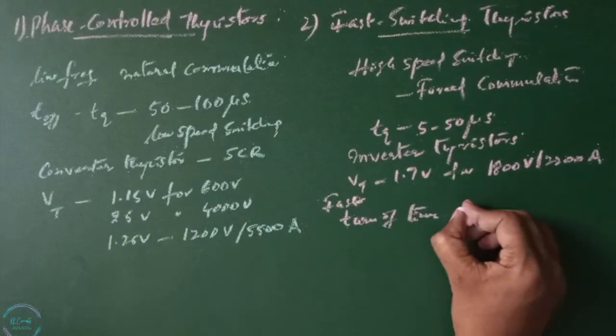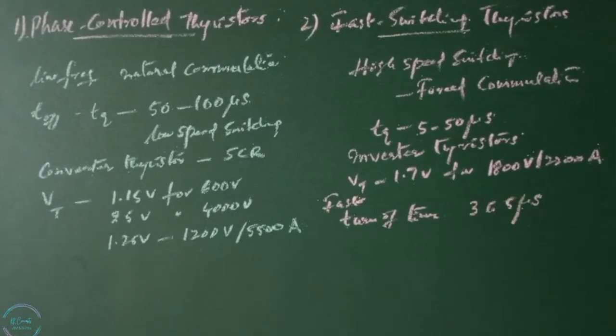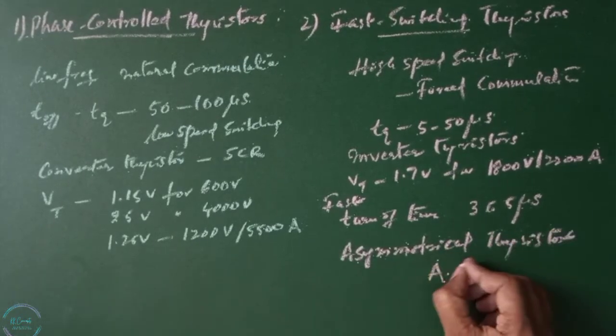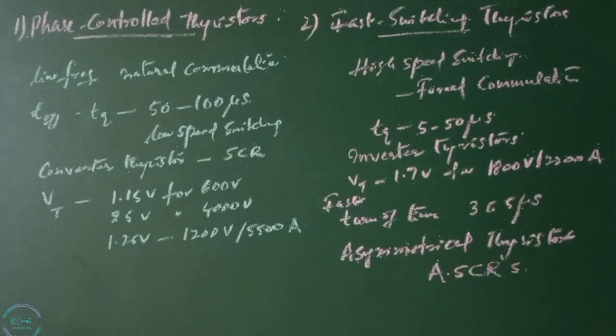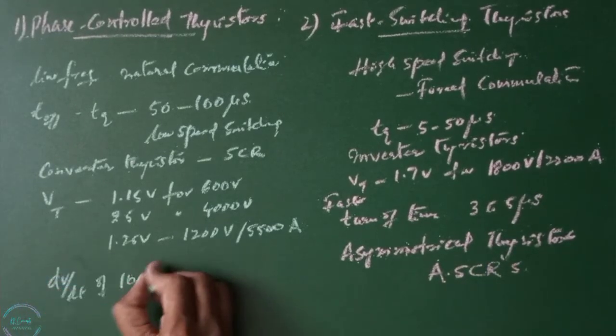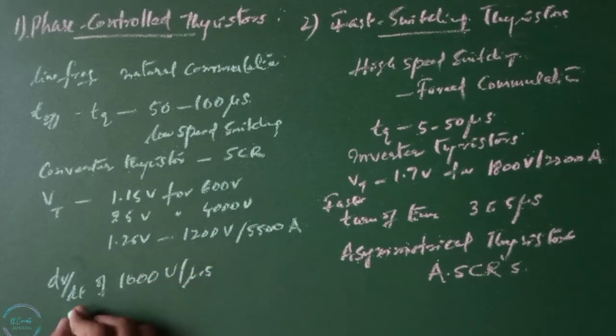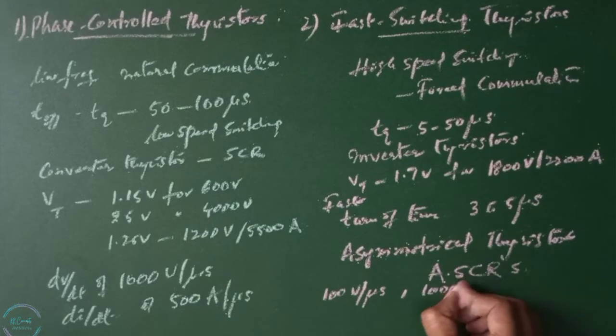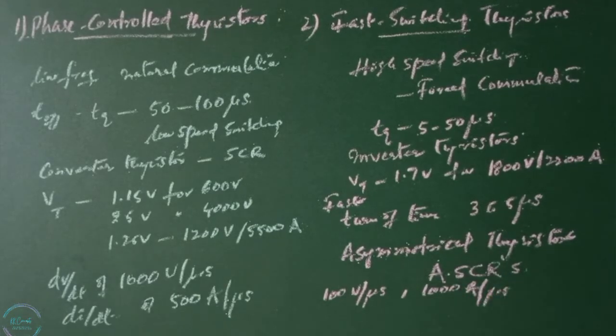Fast turn off time varies between 3 to 5 microseconds, so commonly known as asymmetrical thyristors, ASCRs. In the phase control rectifier, dV by dt is 1000 volts per microsecond and di by dt 500 amps per microsecond, which simplifies the circuit design by reducing or minimizing di by dt limiting inductor and dV by dt protection circuit. Whereas in this case, it is 1000 volts per microsecond and 1000 amps per microsecond.